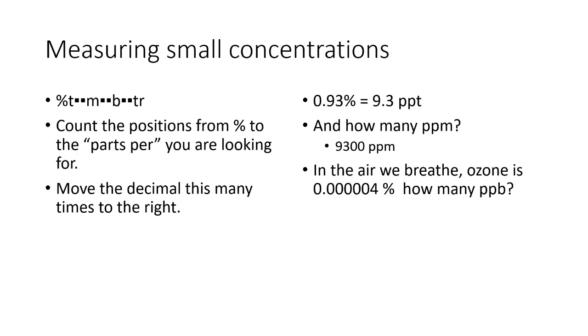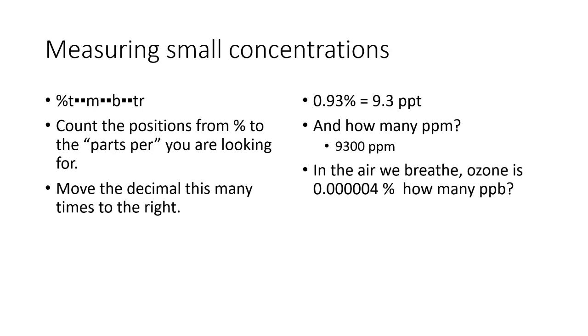So I personally would rather deal with a number the size of 9.3 or 0.93 than deal with something this big. So if I have something that's as big as nearly a percent, I'd probably just leave it in a percent. But if I have something that's a really low concentration, like ozone, which here says it is 0.00004%, I don't want to deal with a teeny tiny number like that. All those zeros make my eyes sort of cross.